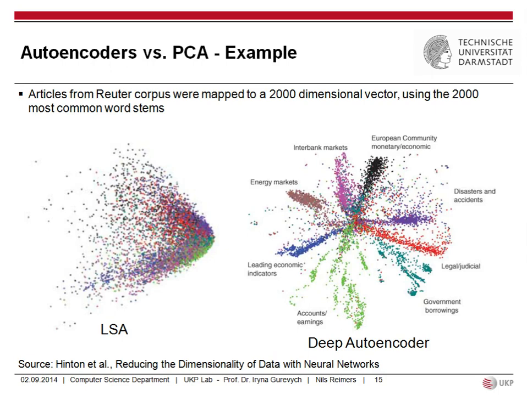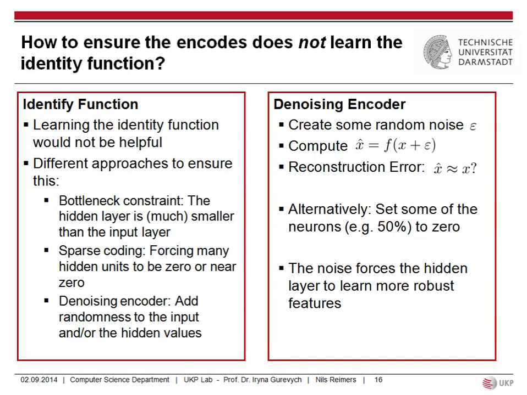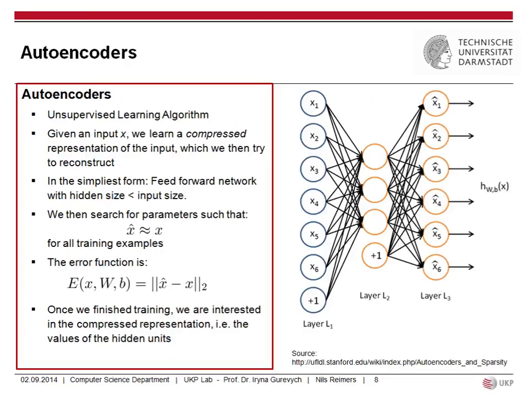So I hope we all agree that autoencoders could be good. The question is, how do we ensure that the autoencoder is not learning the identity function? Learning the identity function would not be helpful. In our example, if we just put 6 hidden layers here, the reconstruction would be really easy. The first neuron would learn the value of the first input, the second neuron would learn the value of the second input, and then we get zero reconstruction error. But learning the identity function is nothing really helpful.